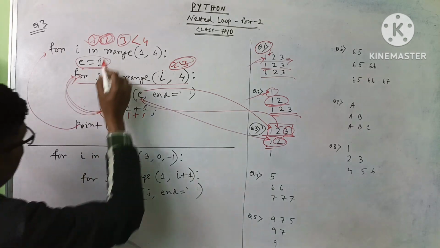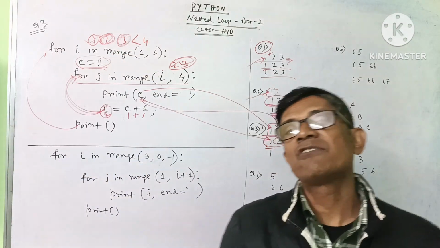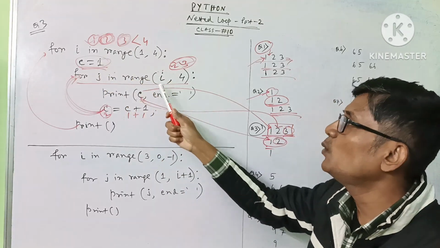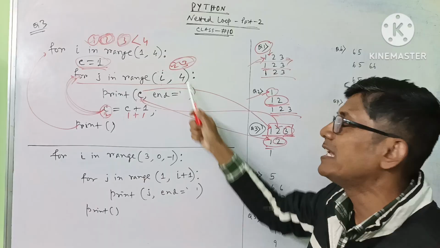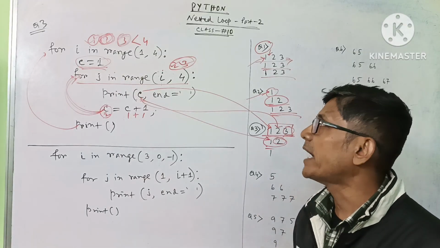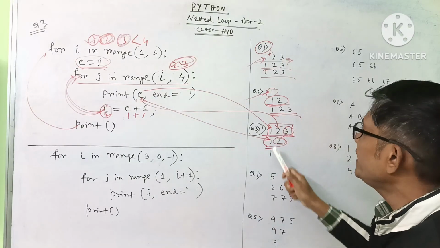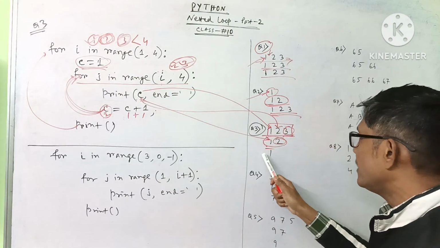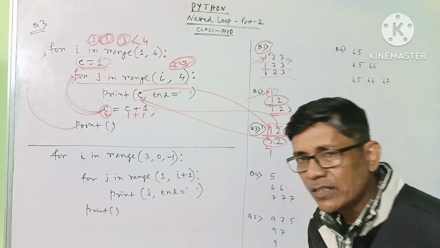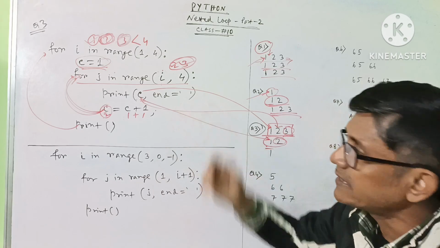So in this way, I is increasing means inner loop is decreasing. I1 means inner loop is working 3 times. So 1, 2 less than 4, 3 times. I2 means inner loop is working 2 times. Okay. I3 means inner loop is working 1 time. Inner loop is printing this way. So you can do in any other format also. In this way also you can print this pattern.